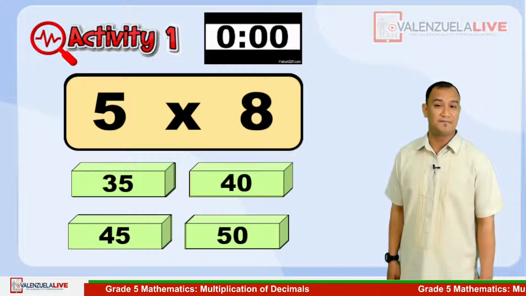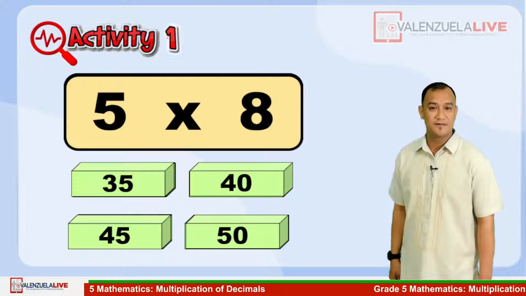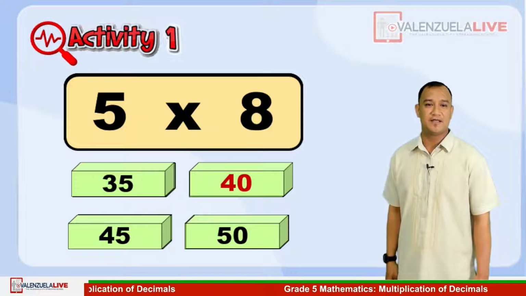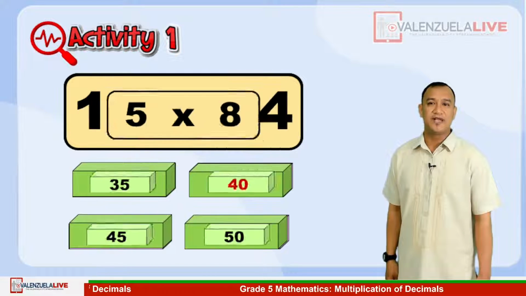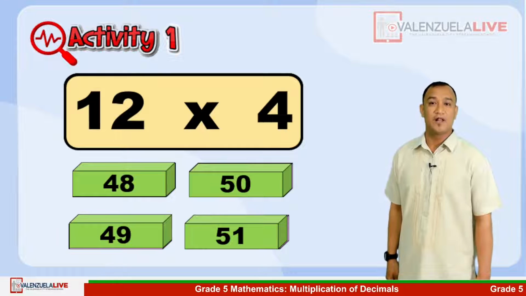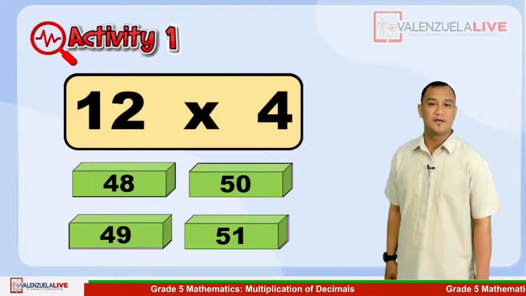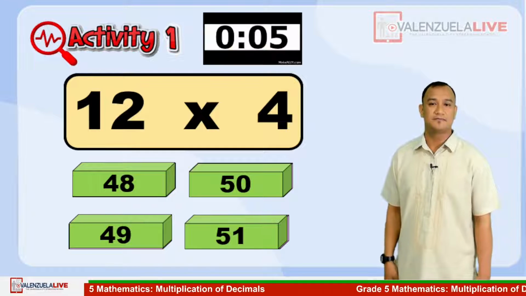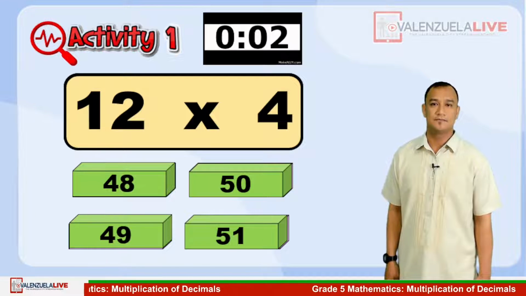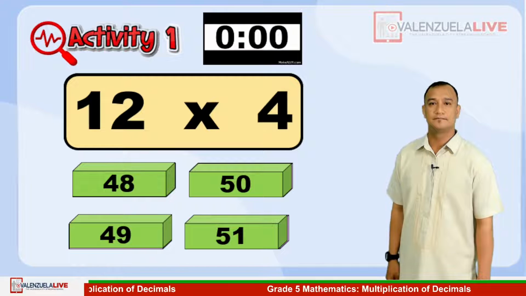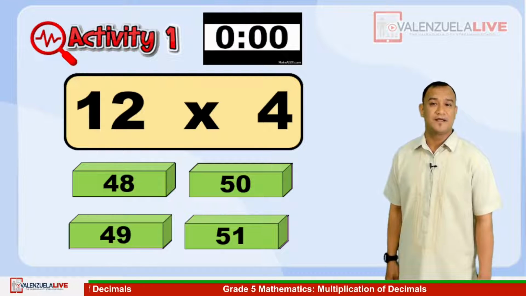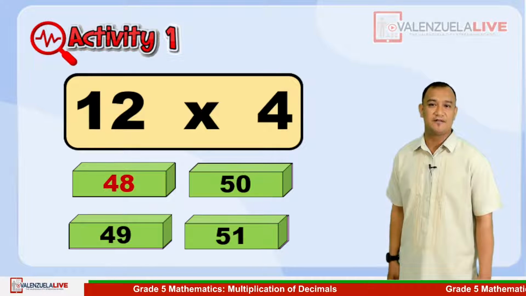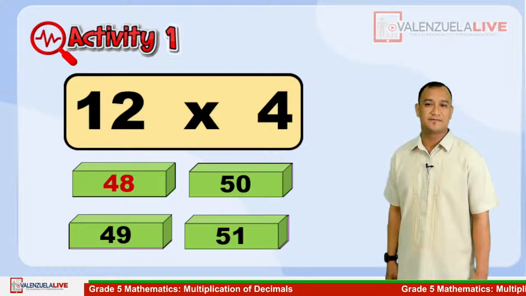Okay, time's up. Did you find the product? Okay, very good. The answer is 40. For the next given, 12 times 4. Your 5 seconds starts now. Time's up. Let's see your answers. If your answer is 48, you've got it right.